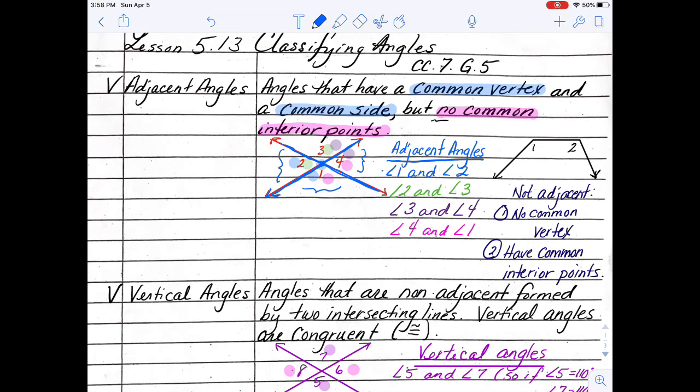But when I look over here at this one, I see that's not adjacent because they have no common vertex. Vertex for 1 is here, vertex for 2 is over here. So they don't have the common vertex, and notice all the points for angle 1 are the same as all the points for angle 2. So those are not adjacent.